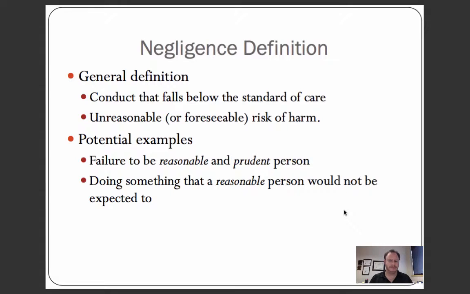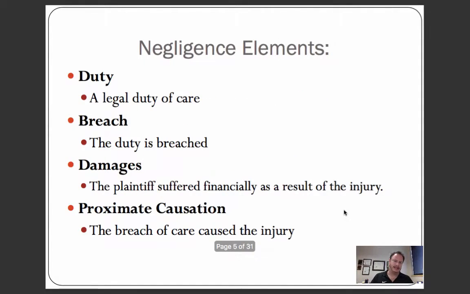So again, potential examples are someone fails to act as a reasonable and prudent person. They are supposed to do something and refrain from doing something, or they did something that a reasonable, prudent person should not be doing, such as driving under the influence. We would expect that a reasonable and prudent person would not be driving under the influence.